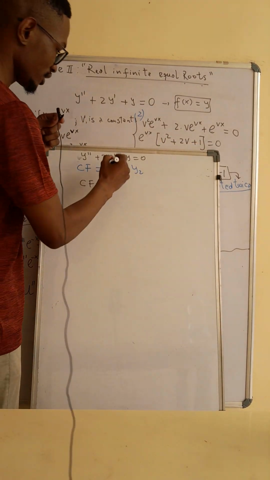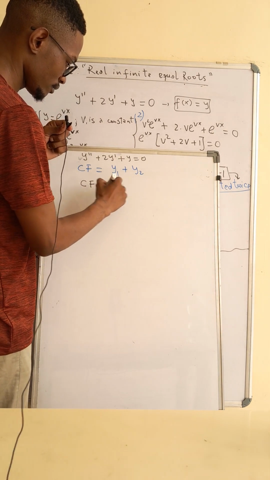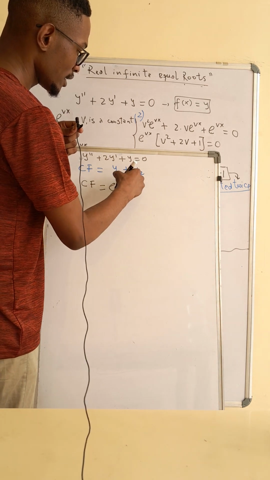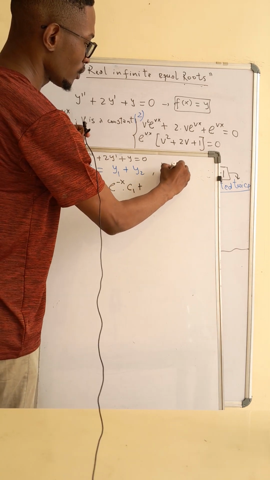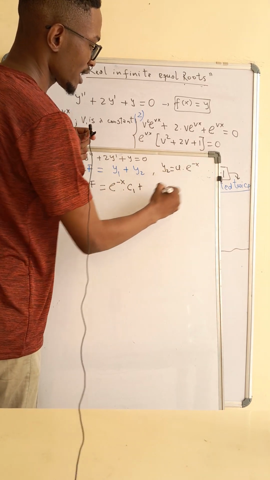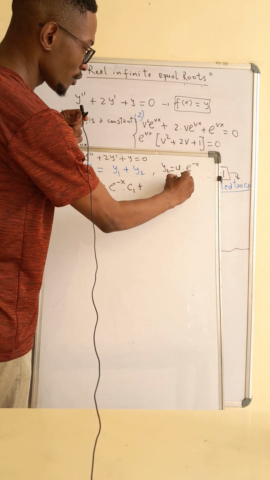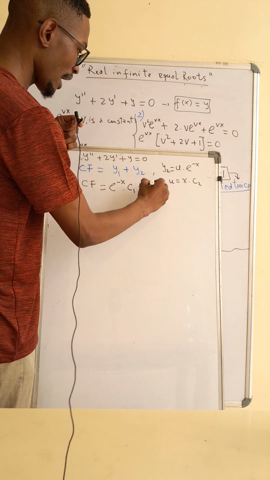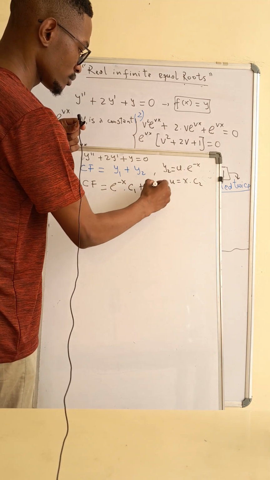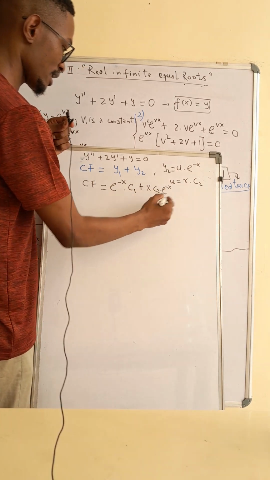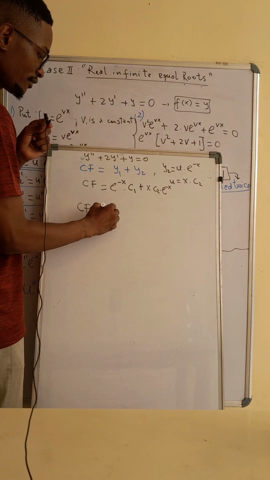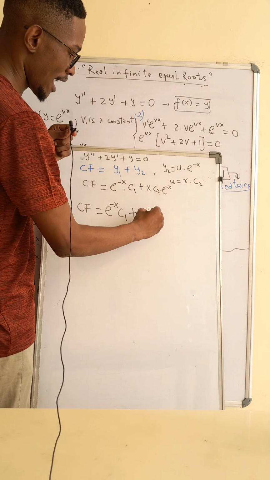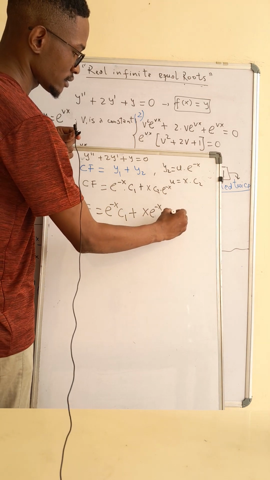So how can I write? The solution will be Euler raised to minus x times C1 plus this y2. We say that y2 is u times Euler minus x. So Euler raised to minus x. What is u? We said that u is x times C2. So it will be x times C2 times Euler minus x. This will be the solution. So CF will be Euler minus x C1 plus x Euler minus x C2.